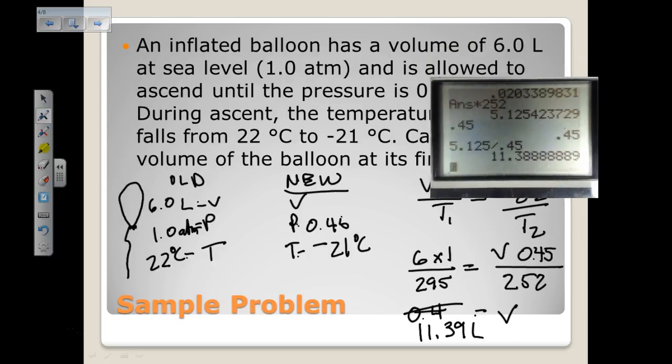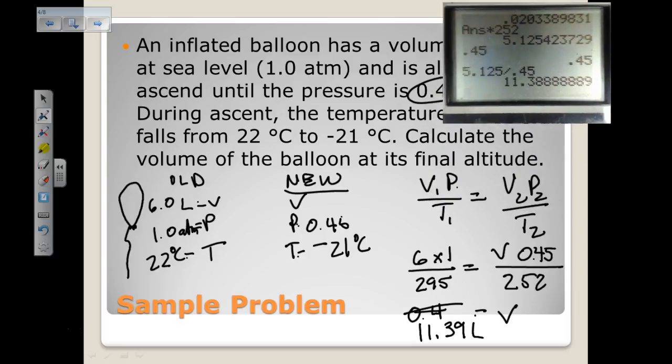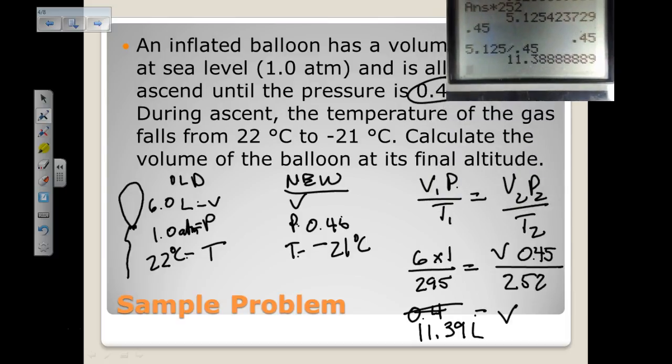So that balloon has almost doubled in size. Does that make sense? Well, there's less pressure, and if there's less pressure, that means the balloon can expand. And there's less temperature, so the molecules aren't going to be moving as fast. Apparently cutting the pressure in half is much more effective than reducing the temperature by somewhere around 40 Kelvin. So that is how we do a little bit of ideal gas law, and have a great day.